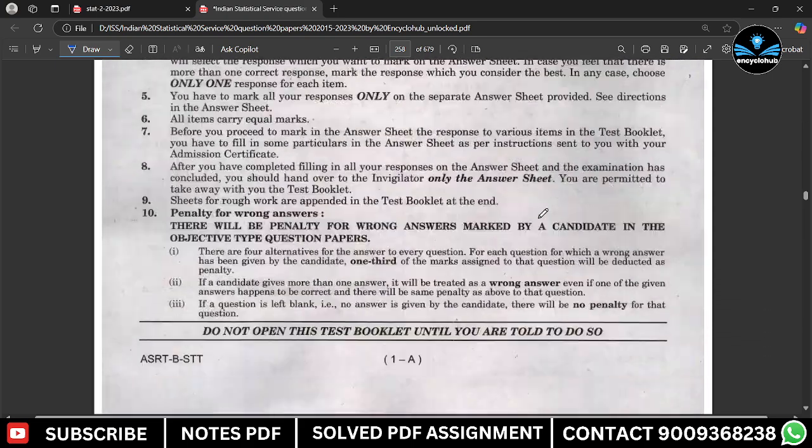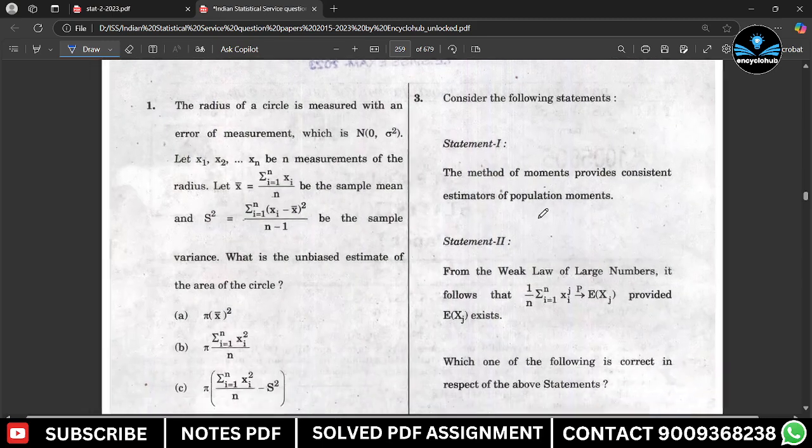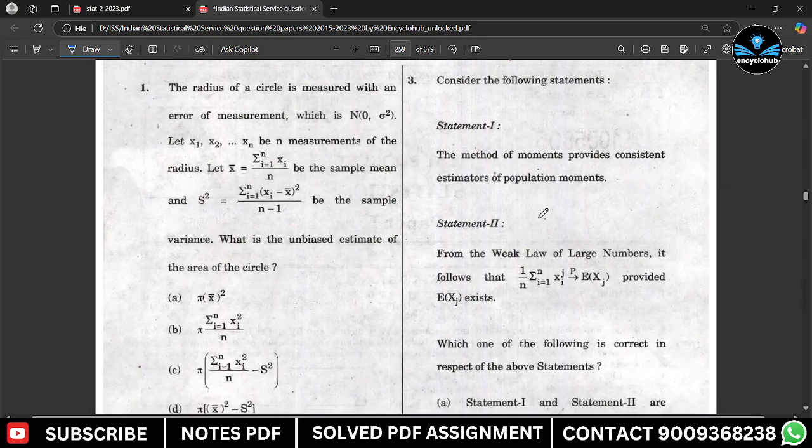Now here we are discussing question number 1 of this paper, which is: the radius of a circle is measured with an error of measurement with normal distribution. Let x1 to xn be n measurements of the radius, where x bar is the sample mean and s square is the sample variance. What is the unbiased estimator of the area of the circle?